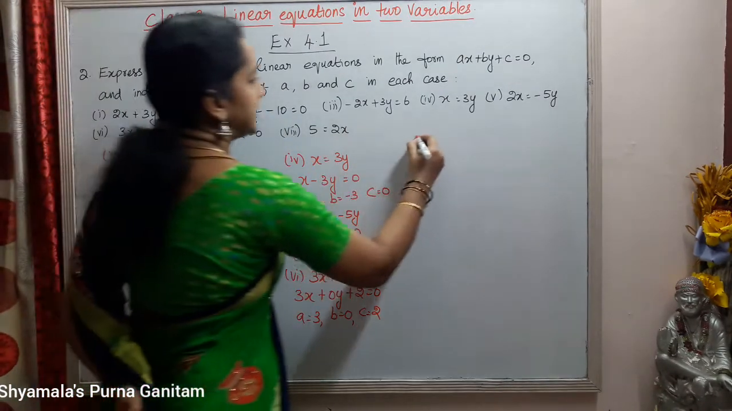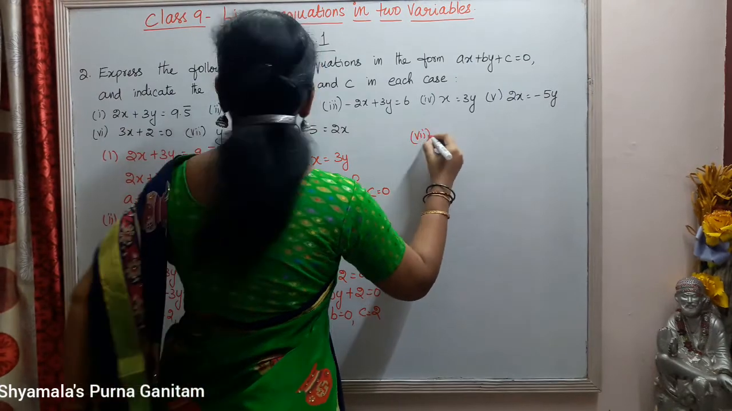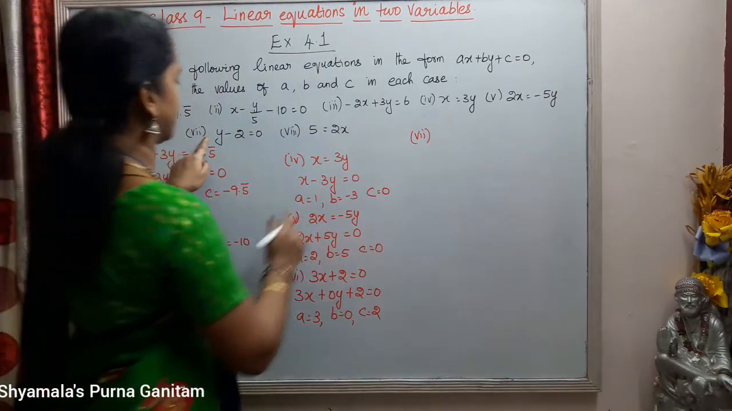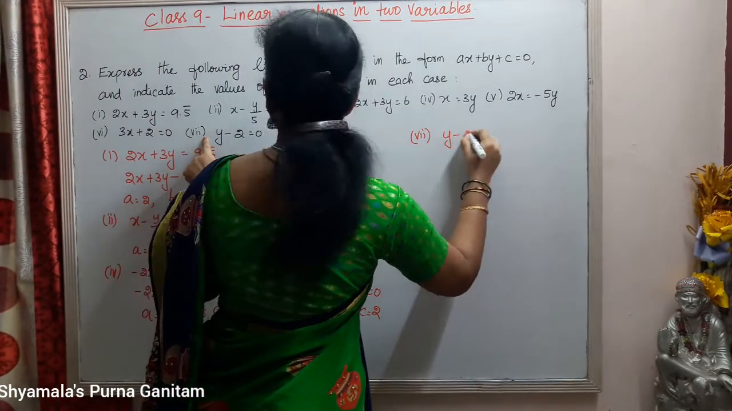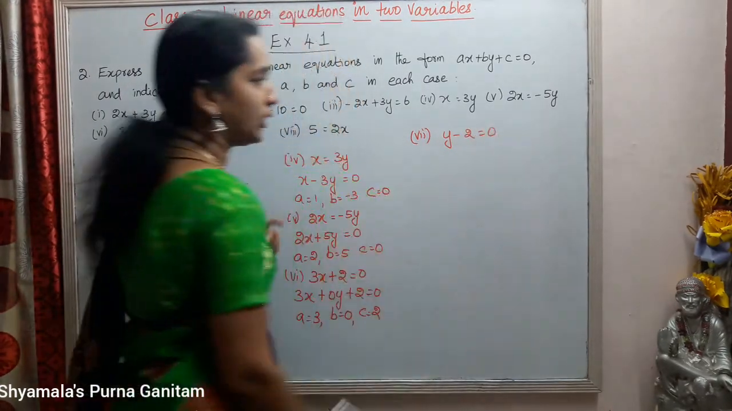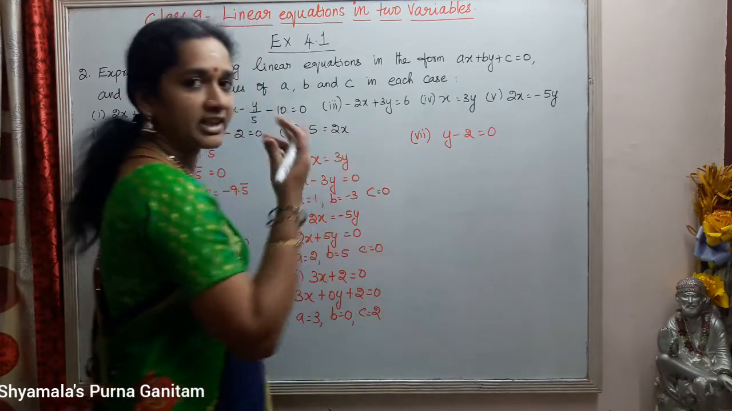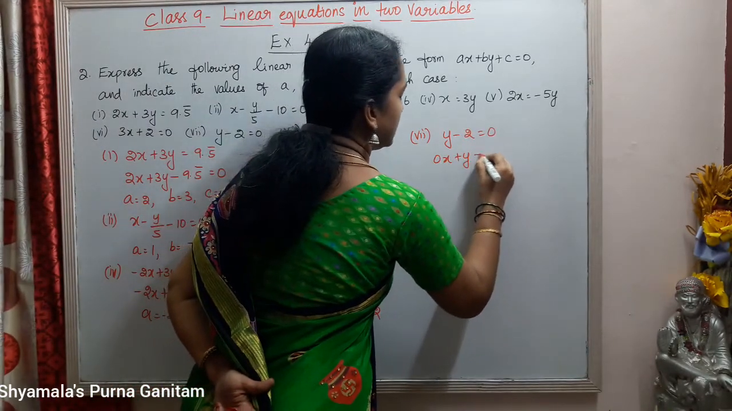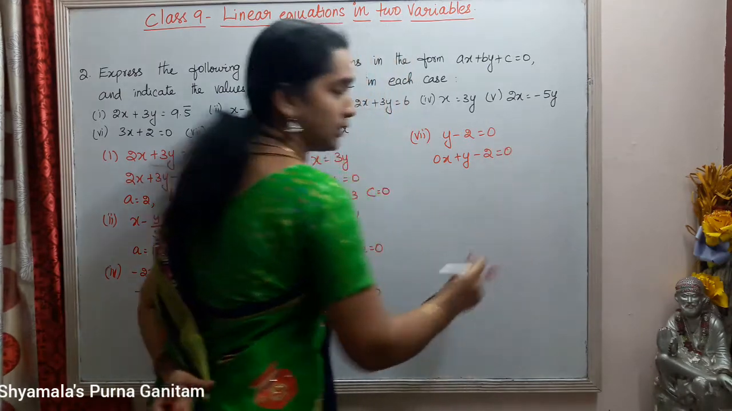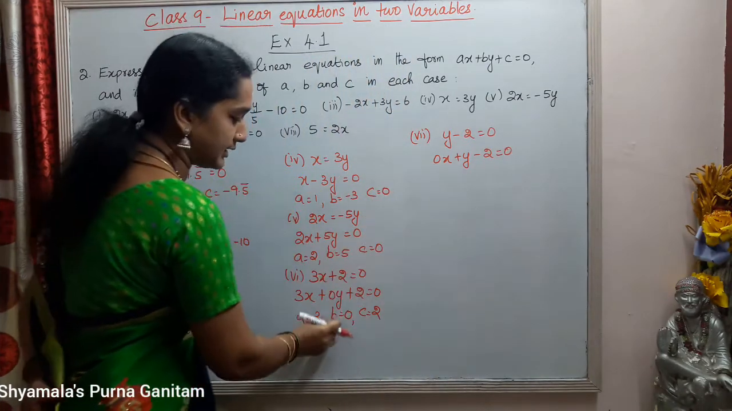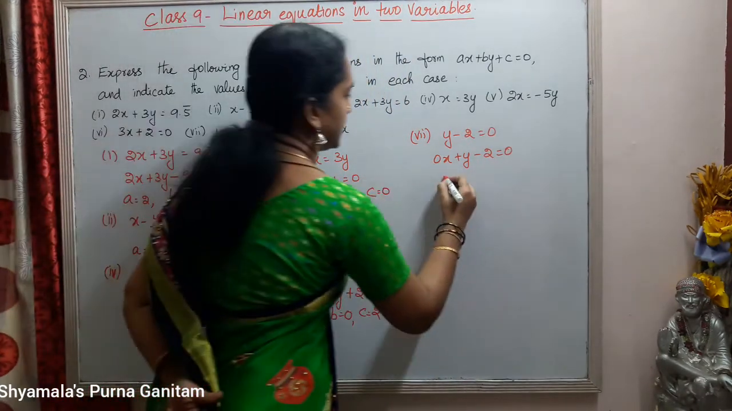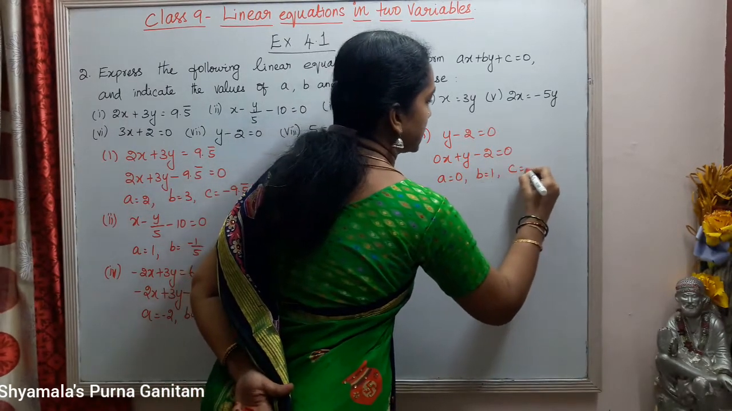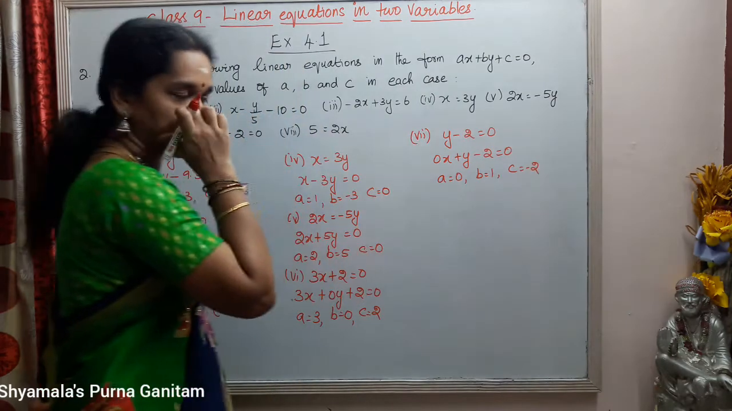Okay. Then seventh one is y minus 2 is equal to 0. Here also the same way. x value is not given. So 0x plus y minus 2 is equal to 0. It is not necessary to write this one. If you want, you can write. So a value is 0, b value is 1 and c value is minus 2.